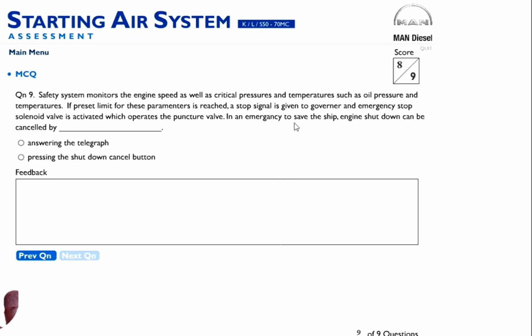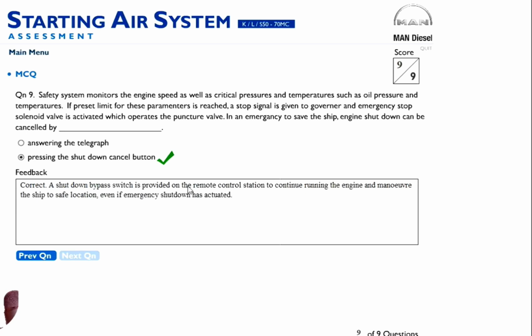And in an emergency to save the ship, engine shutdown can be cancelled by... how can we cancel the engine shutdown? By answering the telegraph? No. This is the correct answer: by pressing the shutdown cancel button. Correct. A shutdown bypass switch is provided on the remote control station to continue running the engine and maneuver the ship to a safe location, even if emergency shutdown has activated.